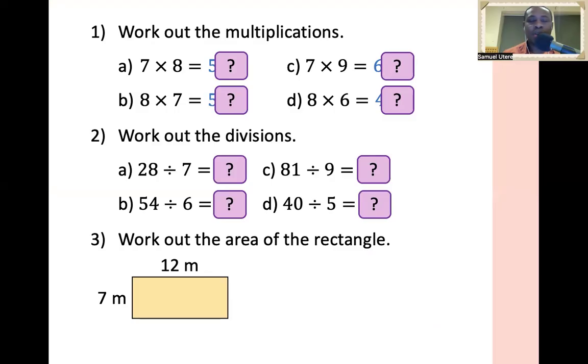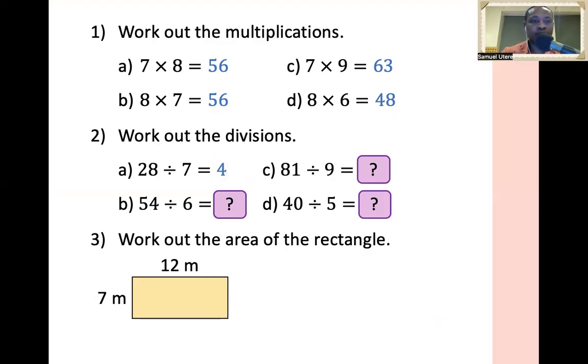Assuming you've paused the video and you've answered the retrieval practice questions, here are the answers. Let's discuss them. For the first one, 7 times 8 is 56. 8 times 7 is 56. 7 times 9 is 63. 8 times 6 is 48. 28 divided by 7 is 4. 54 divided by 6 is 9. 81 divided by 9 is 9. 40 divided by 5 is 8.